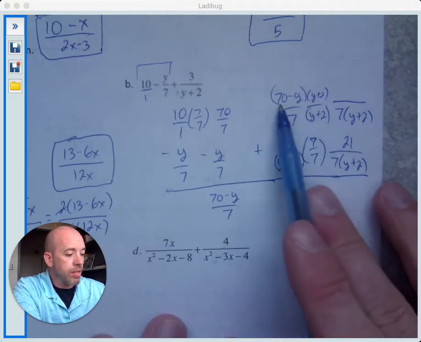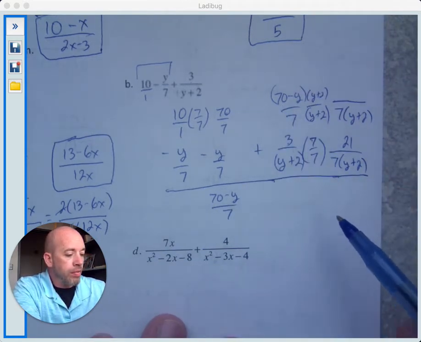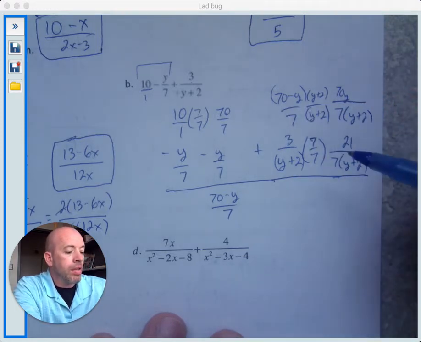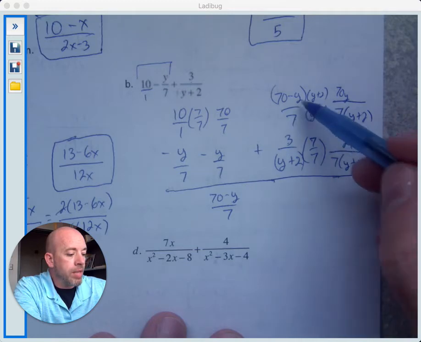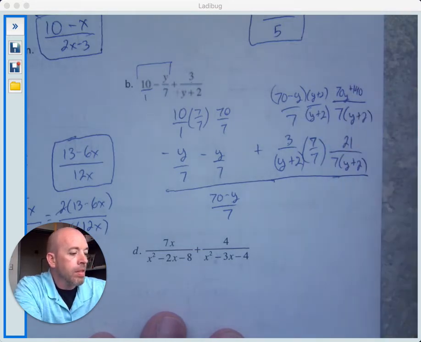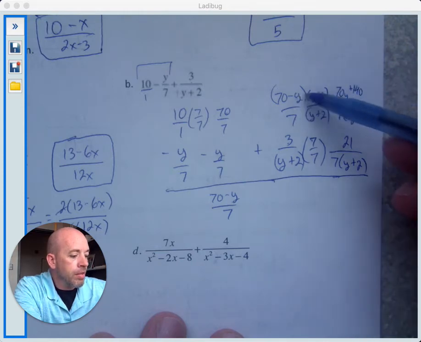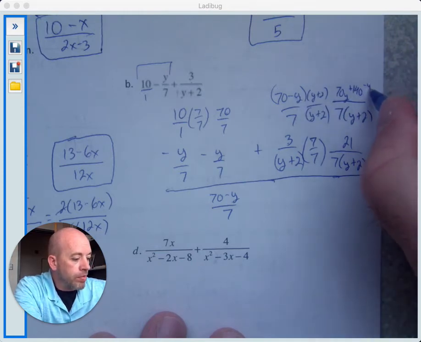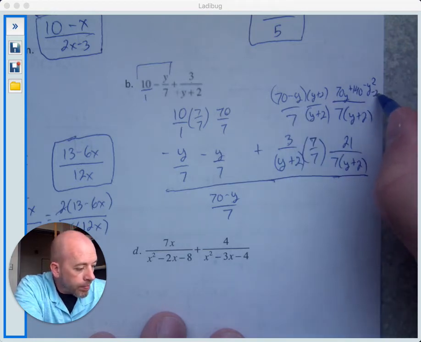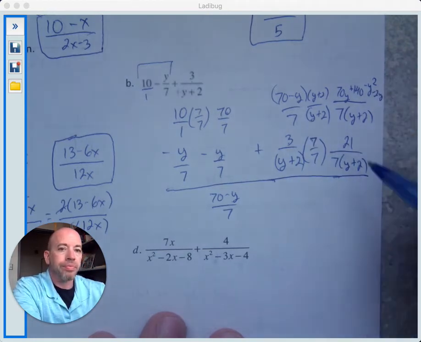So 70 times y is 70y. First times first. Outer times outer. 70 times 2 is 140. Inner times inner is a negative y squared, right? Minus y squared. And then last times last is a negative 2y. Kind of squeeze that in there.